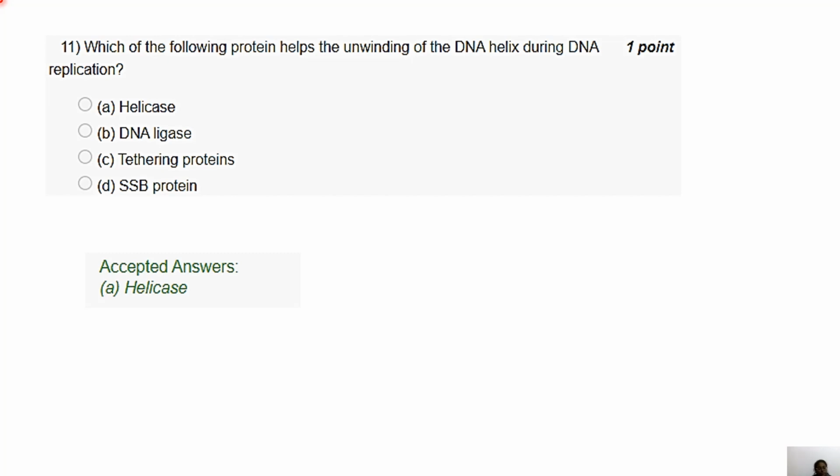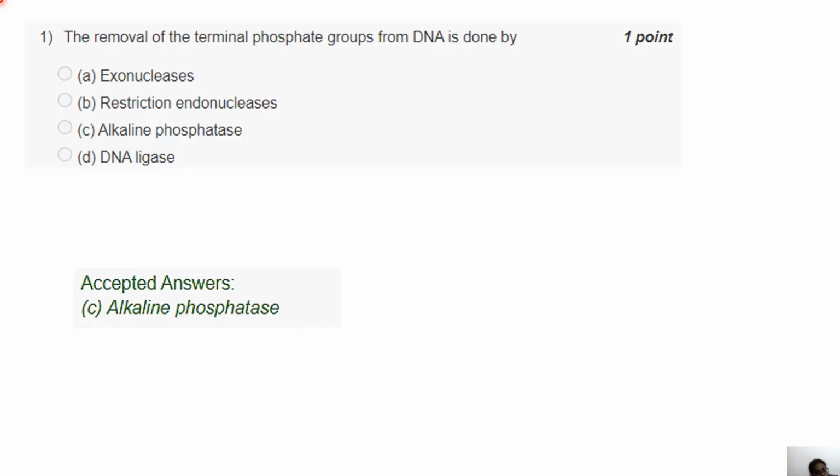So moving on to the next question for today. The removal of the terminal phosphate groups from DNA is done by A. Exonuclease, B. Restriction endonuclease, C. Alkaline phosphatase, and D. DNA ligase. Which one do you think is the correct answer?